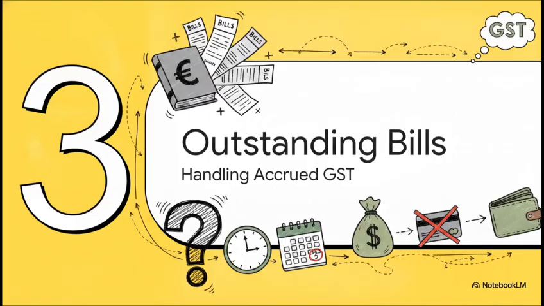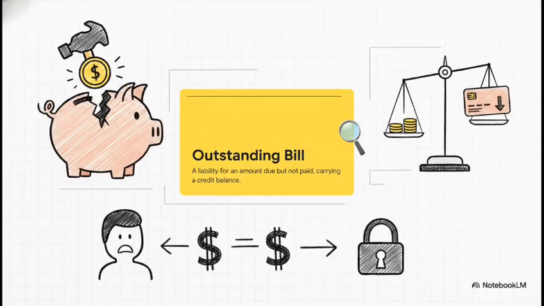All right, Section 3, Outstanding Bills. Let's look at handling accrued GST. This is where we hit that classic month-end curveball. Receiving a service and getting the bill, but not actually paying it in cash yet. An outstanding bill is a liability. And as we know, liabilities inherently carry a credit balance. Because you haven't paid cash, you obviously can't credit your cash account. Instead, you're recording that you owe someone money.